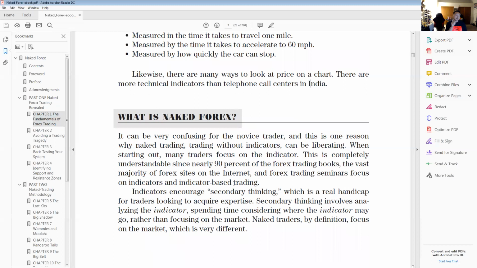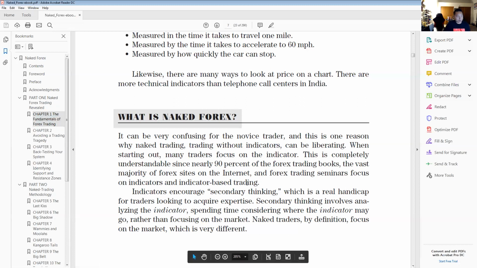I didn't expect to hear that. 90% of the books have indicators, and they talk about indicators. Currency Trading for Dummies doesn't really talk much about naked Forex, but they do mention a little bit about it based on price action.